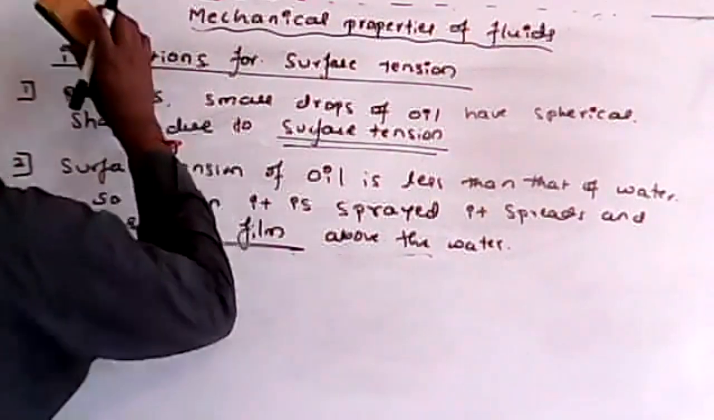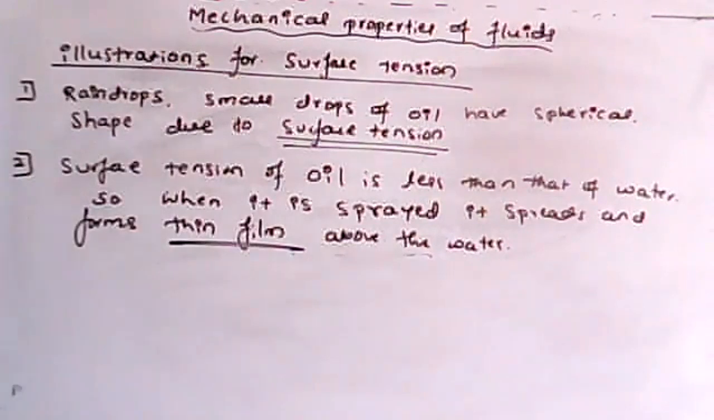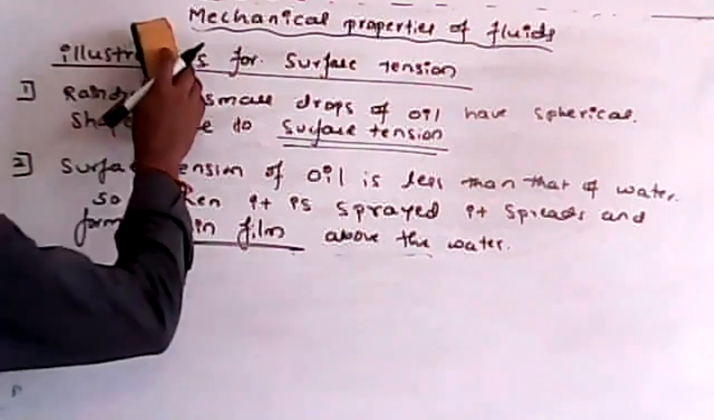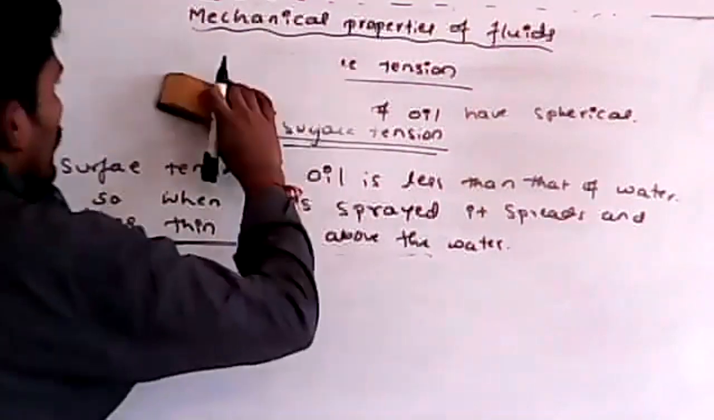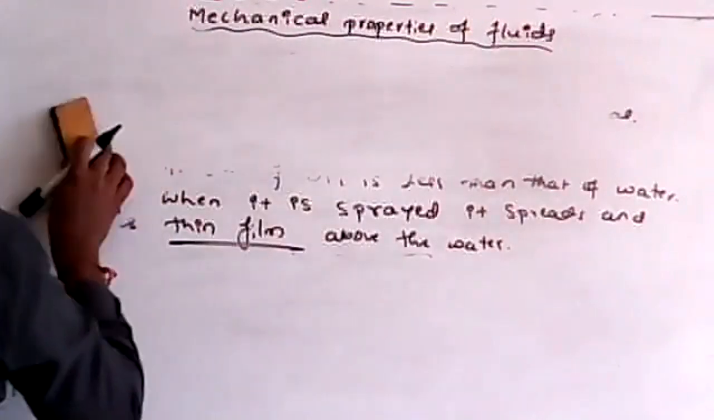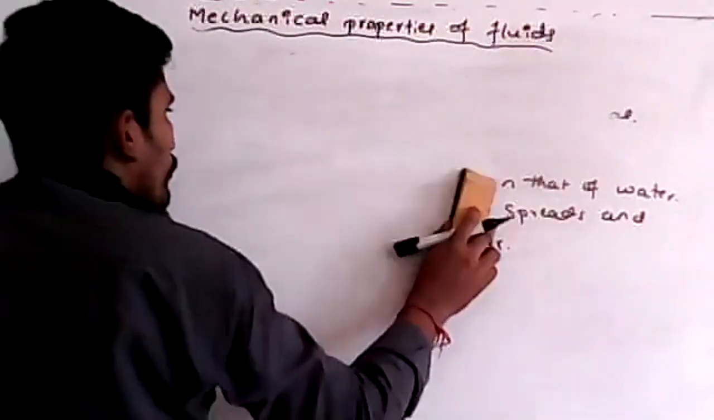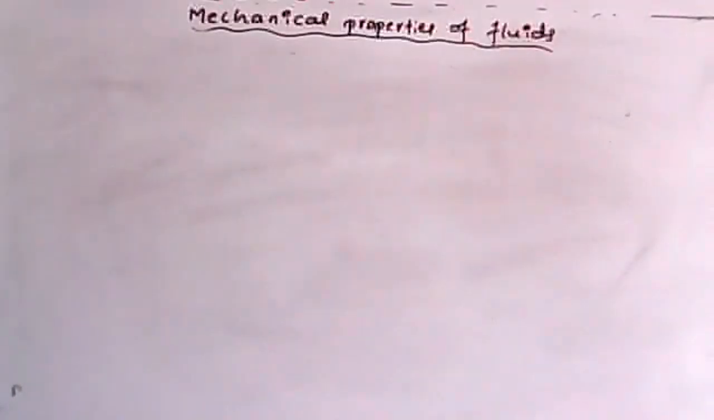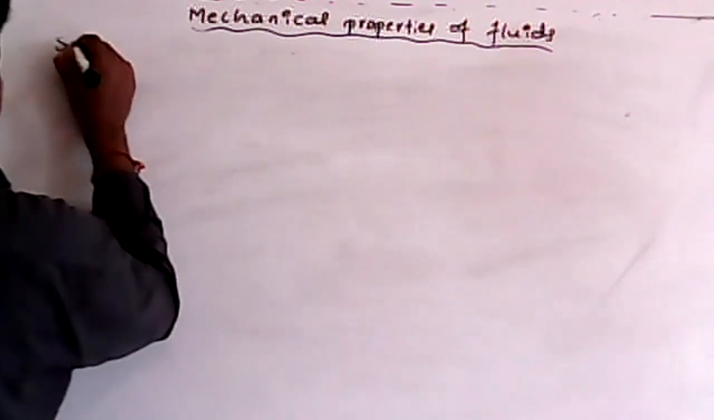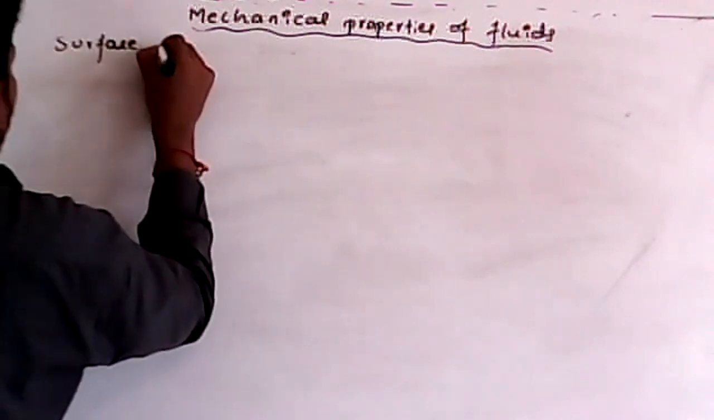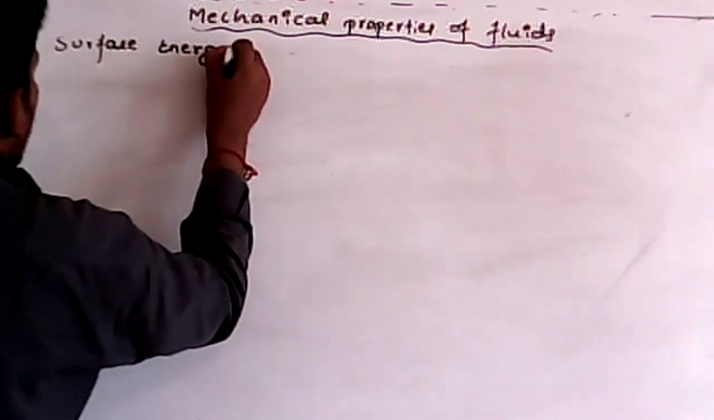Then we will see what you mean by surface energy. Next concept is surface energy. So what do you mean by surface energy? We already know surface tension means it is a tangential force per unit length acting on either side of the liquid surface. That is nothing but surface tension. But what do you mean by surface energy?